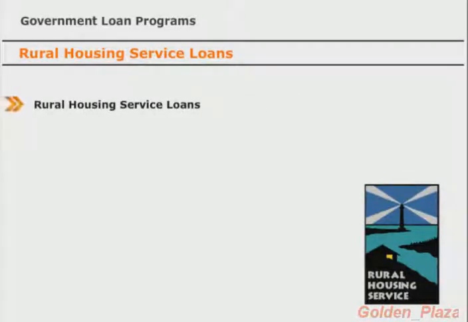If you live in a rural area or small town, you may qualify for a low-interest loan through the Rural Housing Service, which offers both guaranteed loans through approved lenders and direct loans that are government-funded. These loans enable low-income families to get loans for homes.